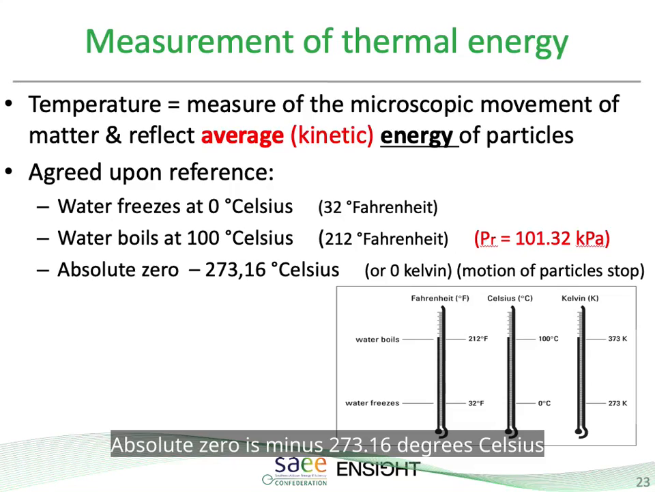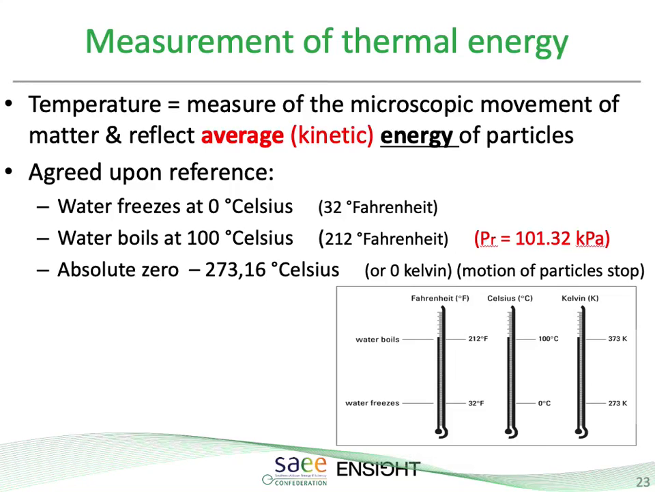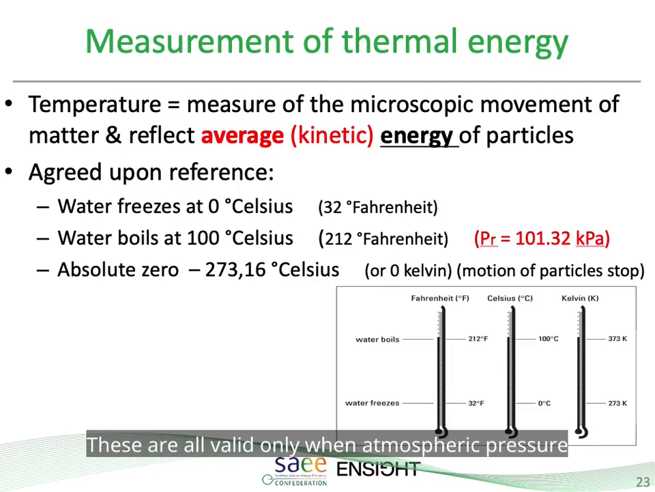Absolute zero is minus 273.16 degrees Celsius or 0 Kelvin. These are all valid only when atmospheric pressure is at sea level of 101.32 kilopascals.